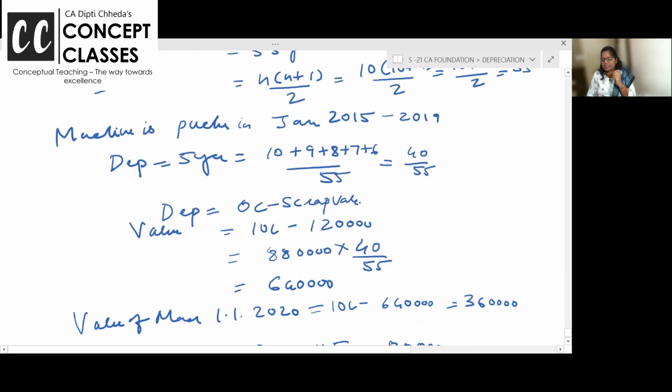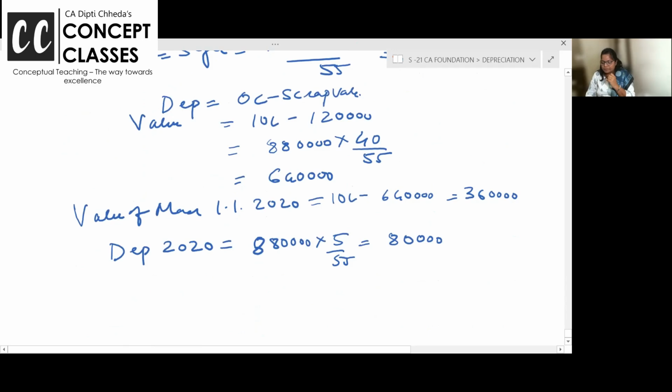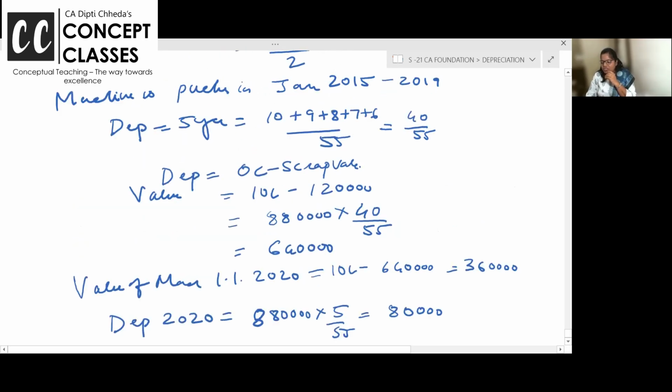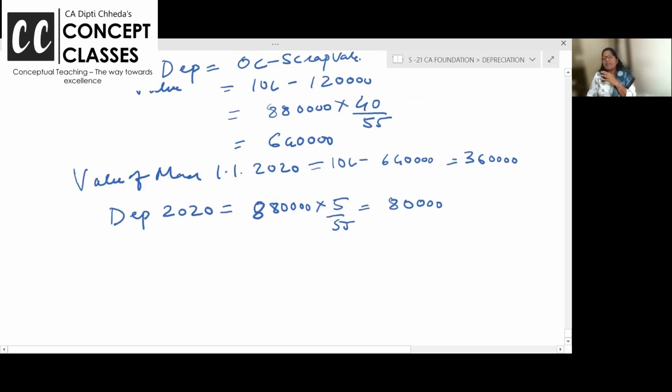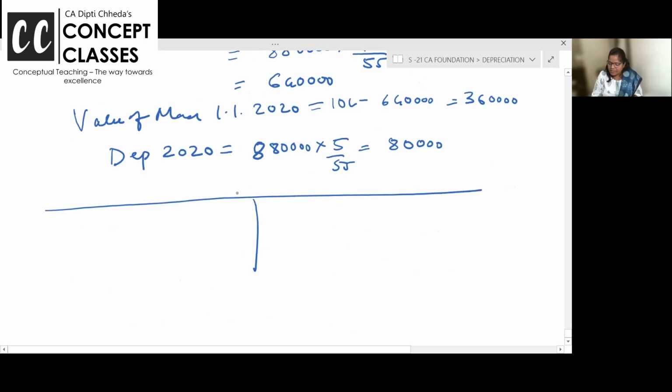Okay. So the machine is purchased in January 15, 15, 16, 17, 18 and 19. 5 years you have to do. And after the 5 years, you take today's value. And after getting today's value, in the 6th year, already you have charged 10, 9, 8, 7, 6. So now 5 by 55, 4 by 55 and so on. But just for 2020, they have asked you to prepare the machinery account.